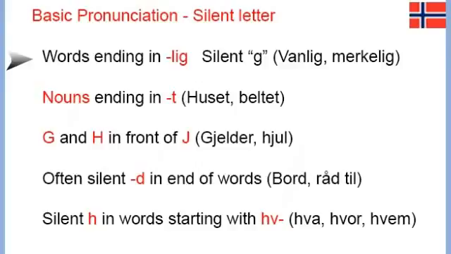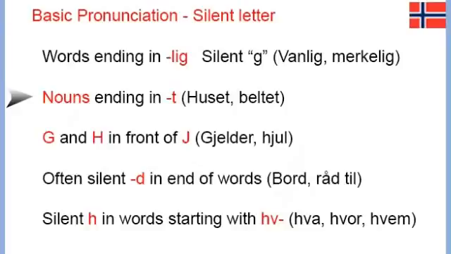One of the things you will notice in Norwegian is that it often has a silent letter, particularly at the end of words, but not only at the end of words. In the first example here, words ending in ig have a silent g. But it is silent in this combination even if it's not at the end of the word. For example, you see the words here in parentheses: vanlig, merkelig.